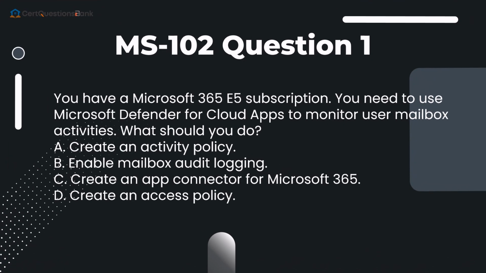You have a Microsoft 365 E5 subscription. You need to use Microsoft Defender for Cloud Apps to monitor user mailbox activities. What should you do? A. Create an activity policy. B. Enable mailbox audit logging. C. Create an app connector for Microsoft 365. D. Create an access policy.